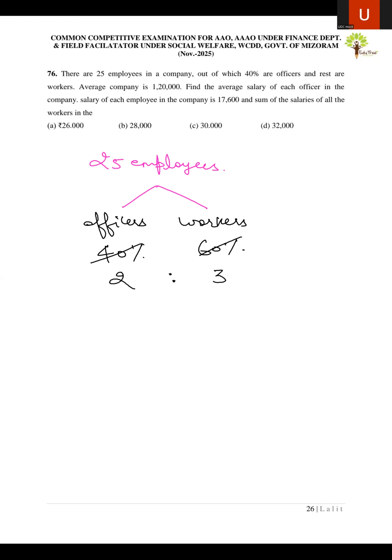Now they're saying average salary and the rest are workers. Average company is 1,20,000. Find the average salary of each officer. All right, there is something wrong in this question. This question is not complete. Find the average salary of each officer in the company. Salary of each employee in the company is 70,600.